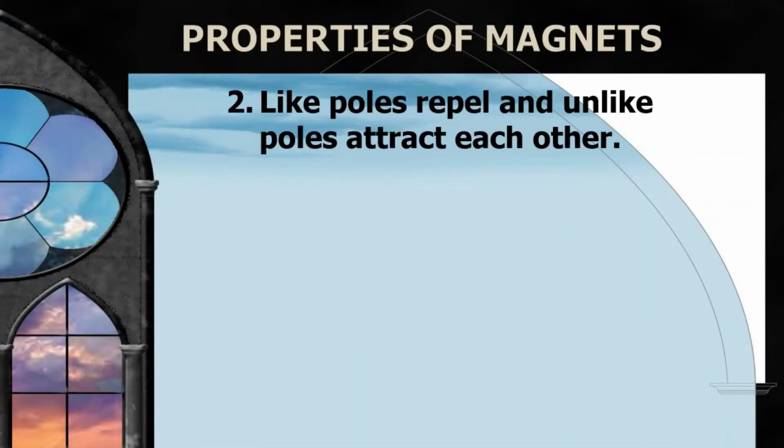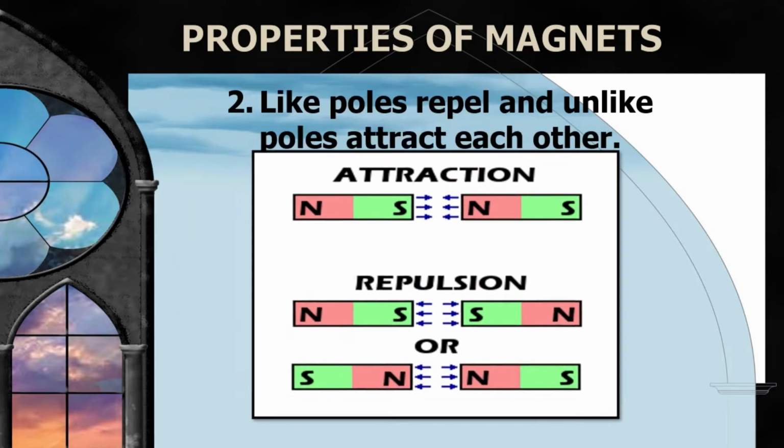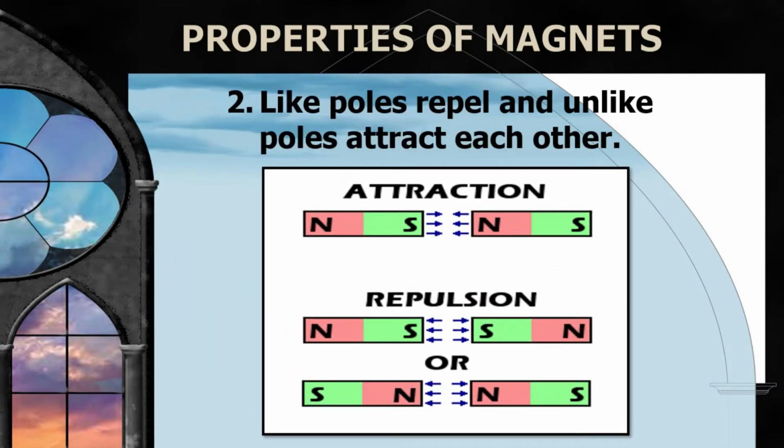Aside from that, we have the properties of magnets wherein para rin siyang charges. So here, ang pinagkaiba lang, instead of charge, we're going to use the poles. So like poles in a magnet repel, while unlike poles attract each other. So I have here an illustration showing it.